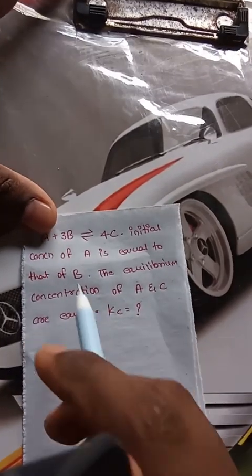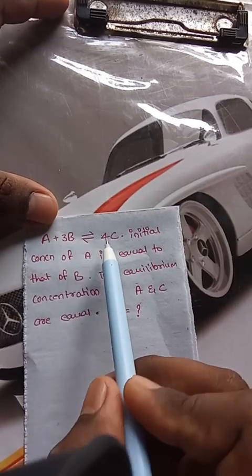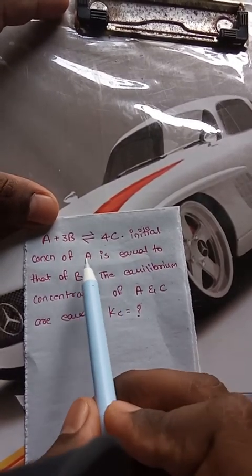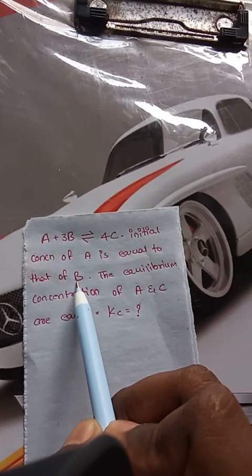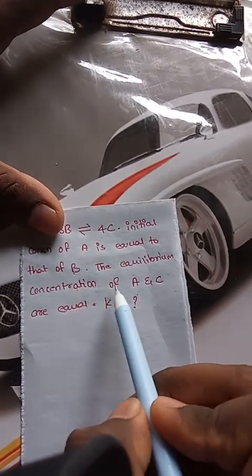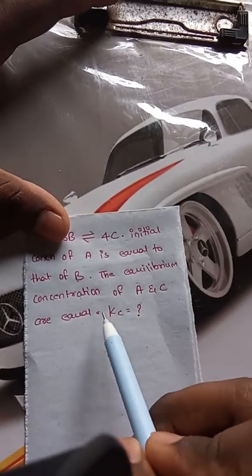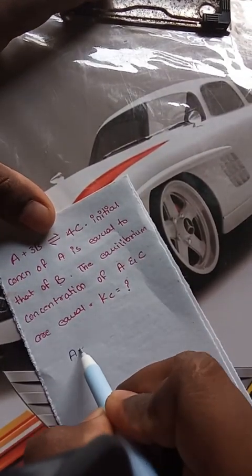Well, here is our next question. This is a bit interesting one. A plus 3B gives rise to 4C. Initial concentration of A is equal to initial concentration of B, same as the previous one. And next, the equilibrium concentration of A and C are equal. Now find the Kc value. Let's write down the equation first, so it makes it very easy.